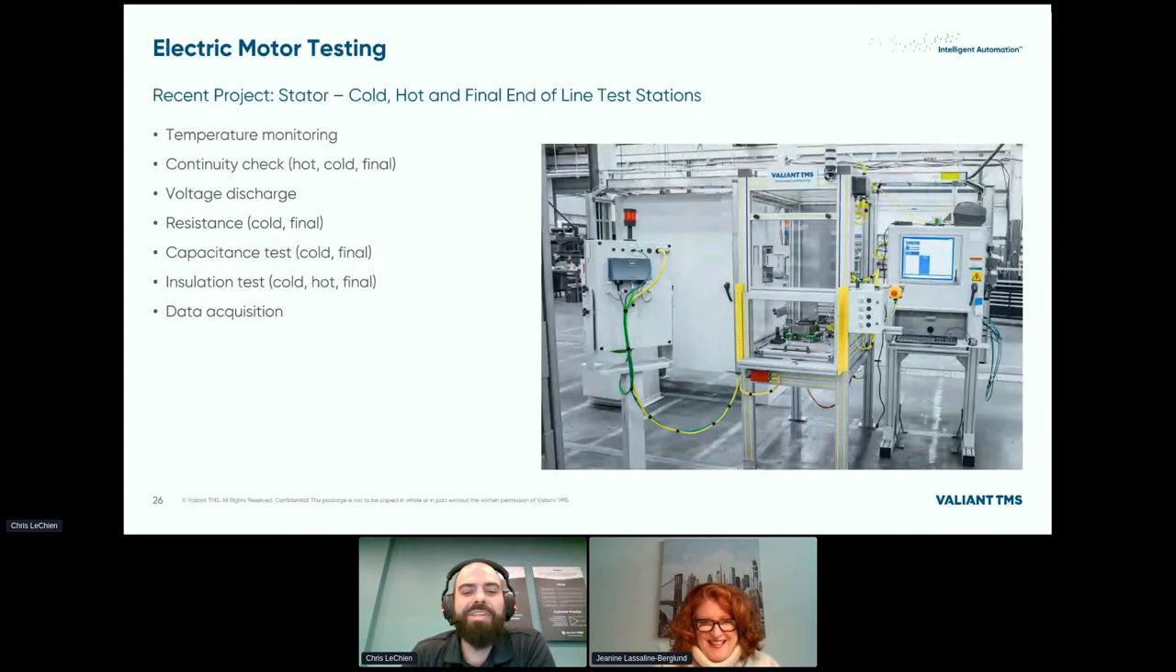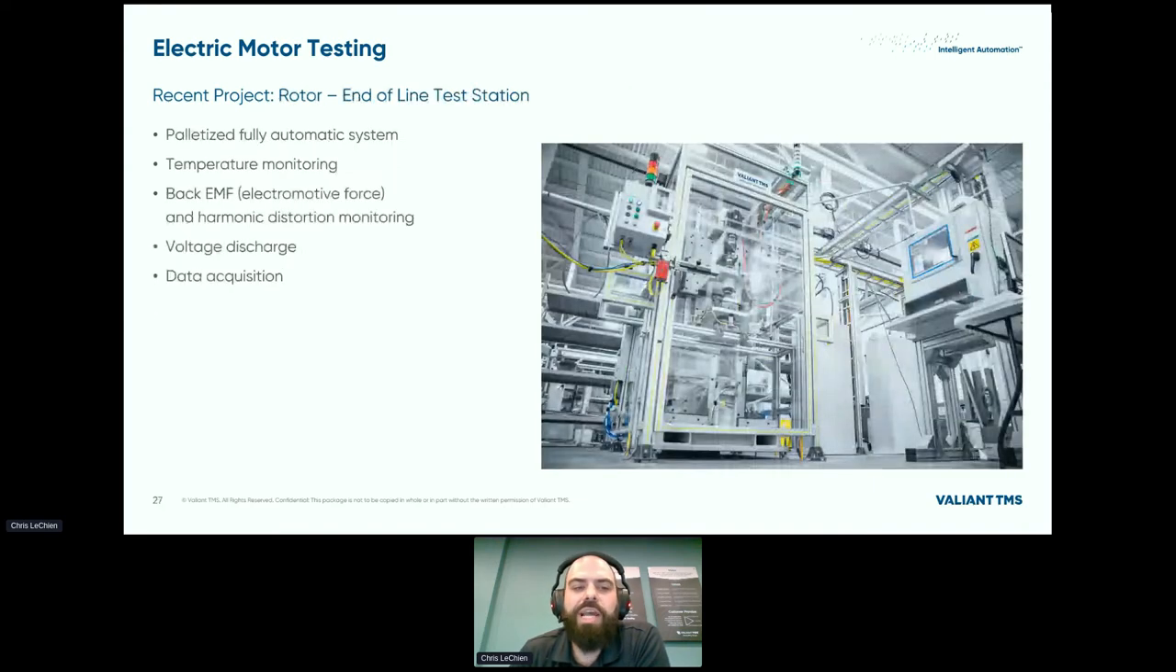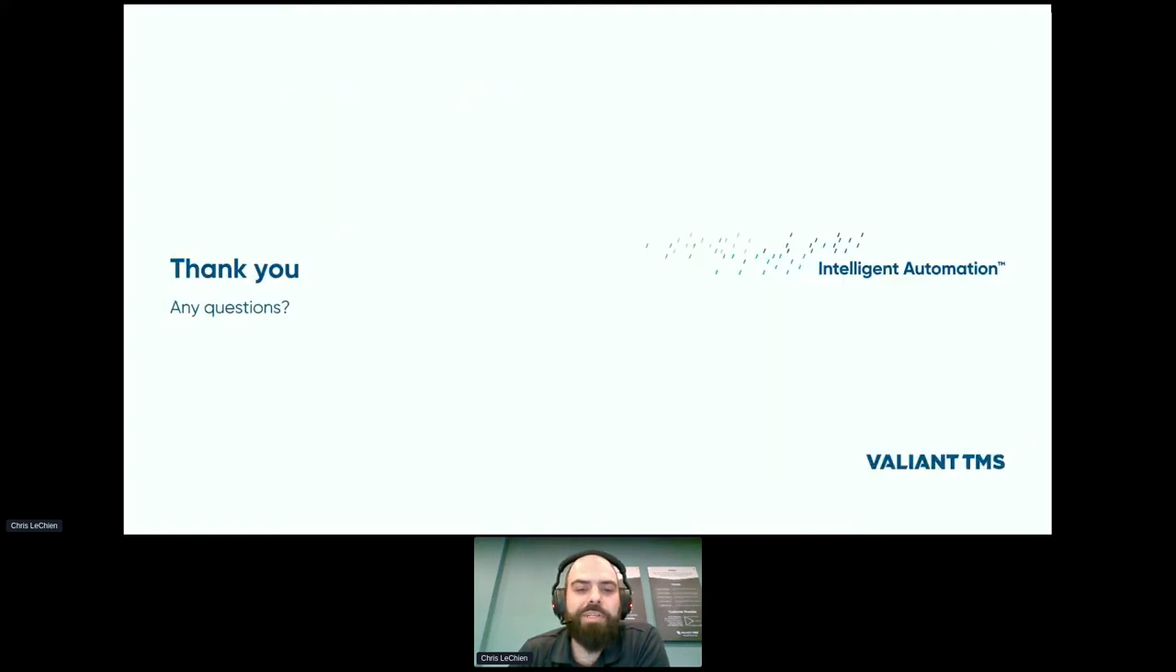Also on the same slide of the EDU, we have solutions for electric motor testing. These are the actual motors that go in the electric drive units. These can be palletized or conveyor-based systems doing rotor and stator hot and cold testing, checking voltages and resistances, and then the same thing on the rotor side: testing balance, testing back EMF, and different voltage and current things. And that's it.